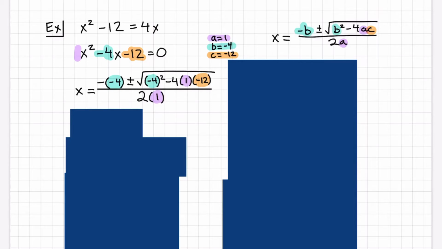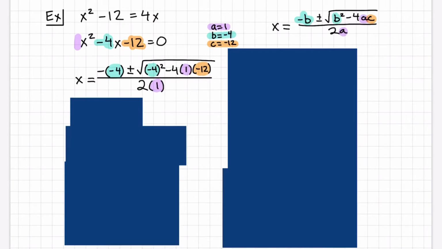Secondly, your fraction bar needs to be long. It needs to go all the way to the end of that square root and all the way past the beginning of the negative. Don't have a short fraction bar. All right, let's simplify. So this is going to end up being a 4, and this is going to be a 2. But the messier bit is what's under here.